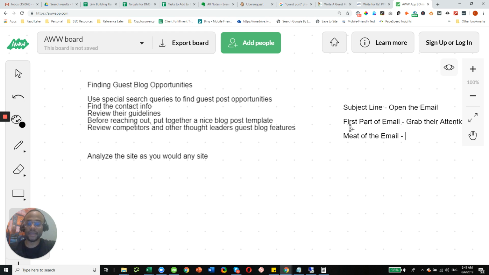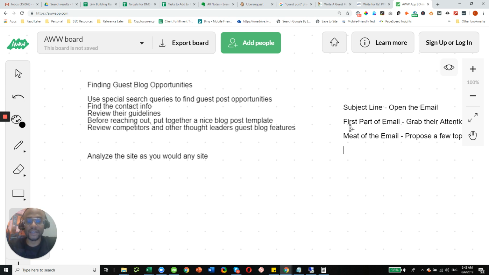Here you want to be as succinct as possible, and usually you want to propose a few topics. And also, open the door if they have any other suggestions. Mention that you're open to any suggestions that they have. But really, the goal of the meat of the email is to get them to respond. So sometimes that's going to be no, sometimes that's going to be yes.